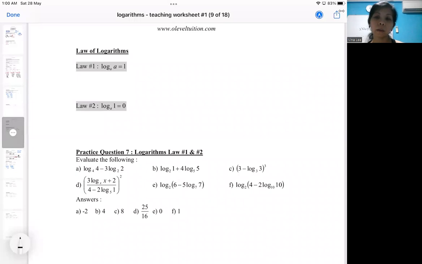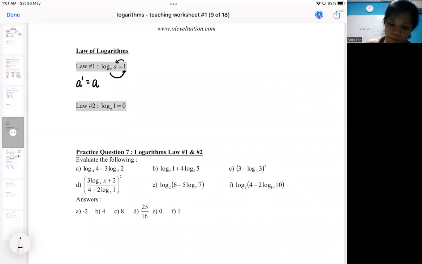So as with indices, logarithms will also have their own sets of rules. Indices have 10 sets of rules, for logarithms we only have 5. So for the first rule, it actually came from this one. For rule number 1, it came from this idea: A to the power of 1 is A.